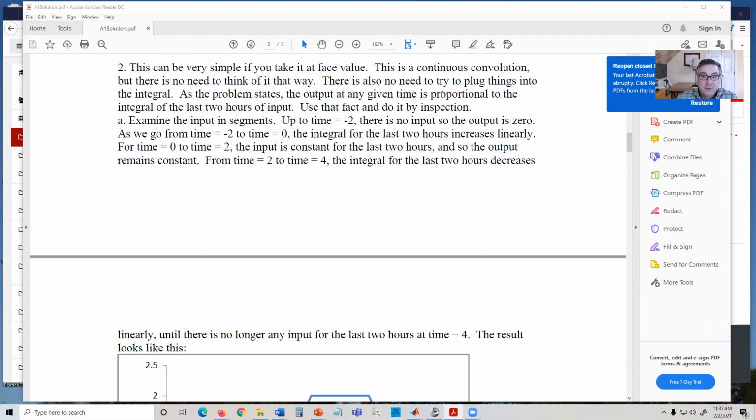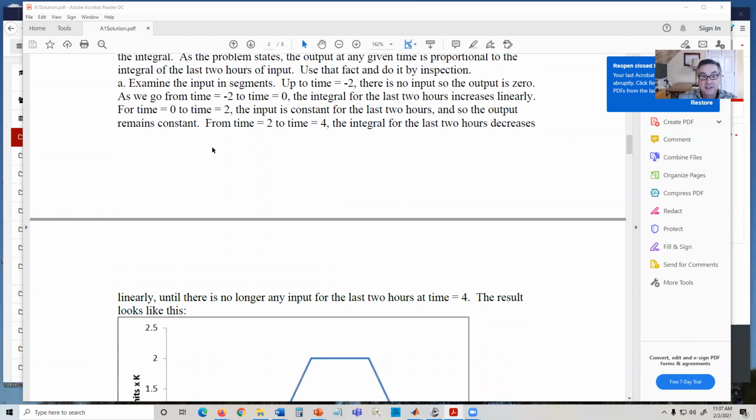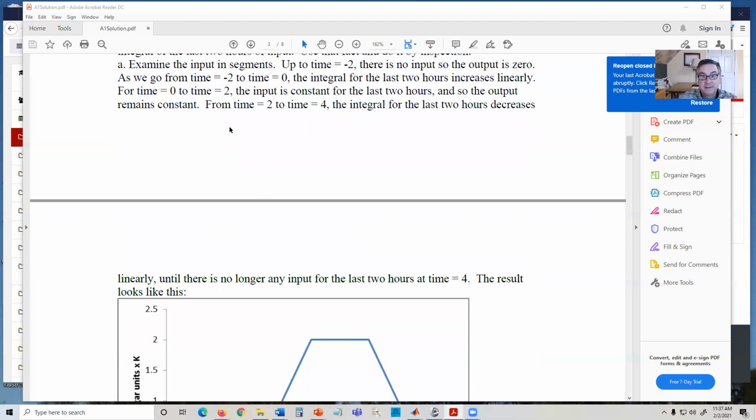The output at any given time is proportional to the integral of the last 2 hours of input. If you just use that, then you can more or less do things by inspection. Part A was a rectangular input. Just break it up into segments. Up to time t equals -2, there's nothing in the window of the system.